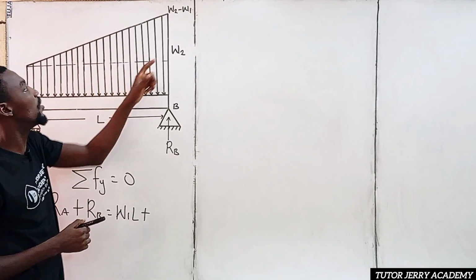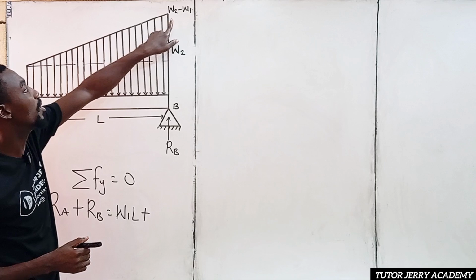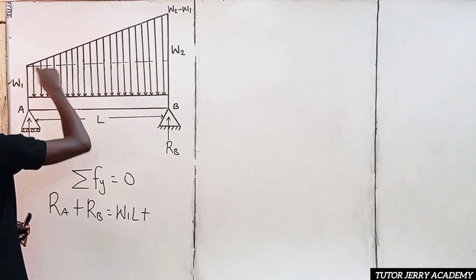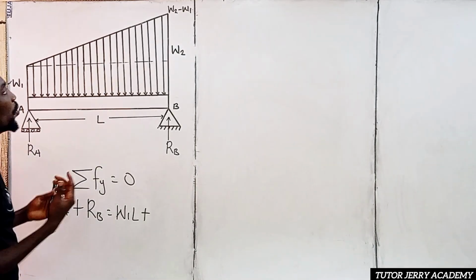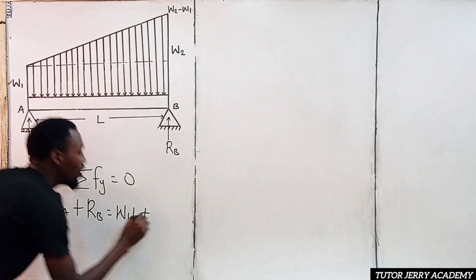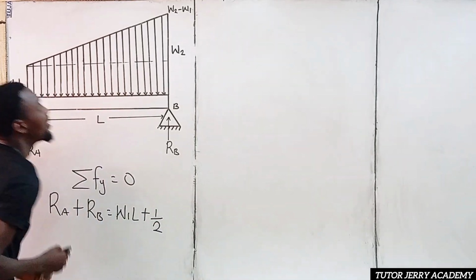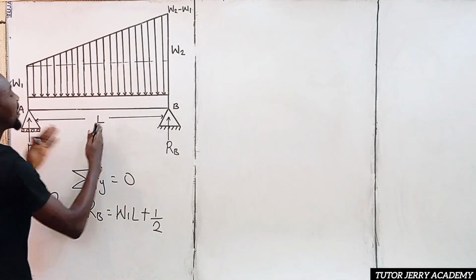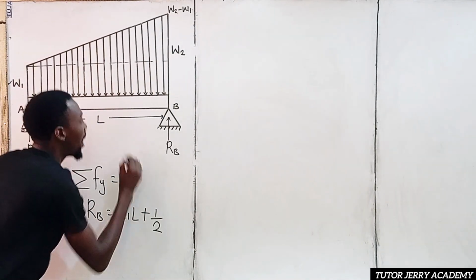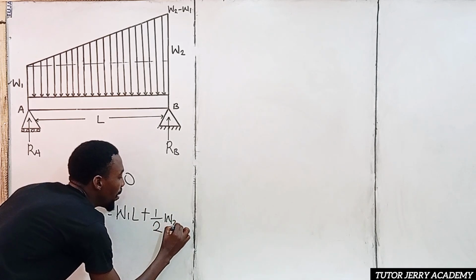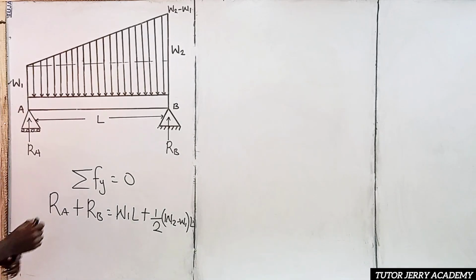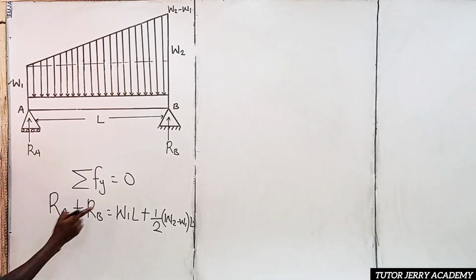for the uniform varying load, it is not W2 now. It is W2 minus W1. To convert this uniform varying load to a point load, we use the area of a triangle, which is half base times height. The base is the length, that is L, and the height is W2 minus W1. So we have W2 minus W1 all multiplied by L. All right. We can therefore proceed by writing this in a proper way.